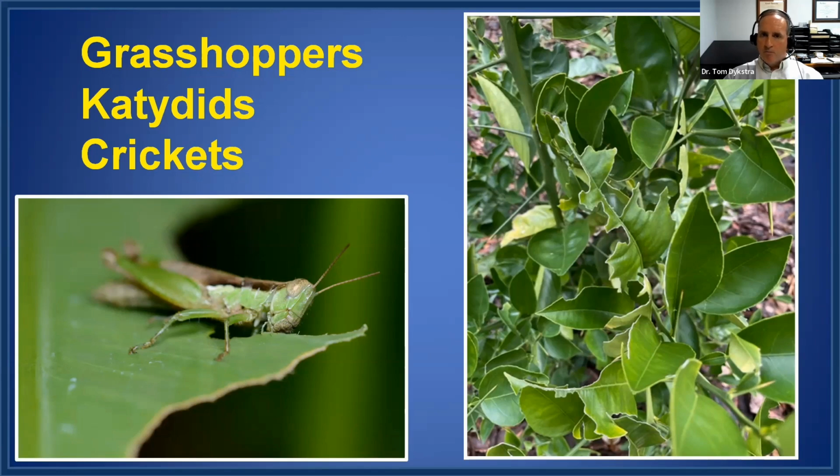So on citrus trees, if you've got a relatively healthy plant and it starts to dip into that unhealthy level, which is easily measurable with the refractometer, it will start to attract grasshoppers, katydids, and even crickets. So mostly the first two. So here's a grasshopper picture eating a leaf, doing what it does best.